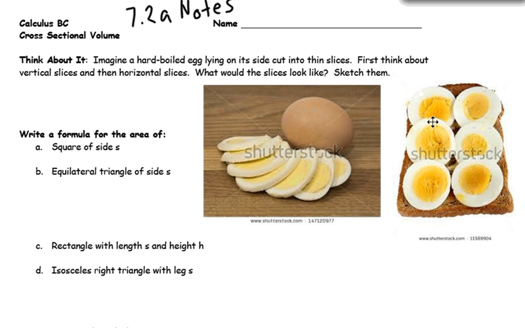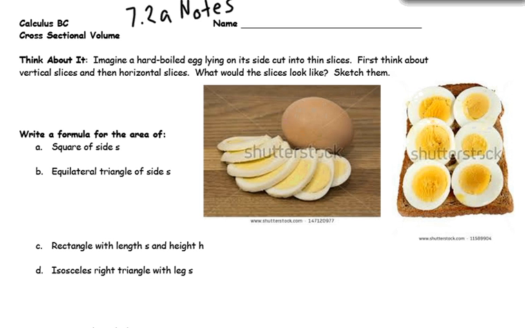So what we're really going to do in calculus is look at the cross-section of a figure, and we're only going to look at known cross-sections. So those are figures that we know how to find the area of, like a circle, for instance, or a square, a triangle, things like that.